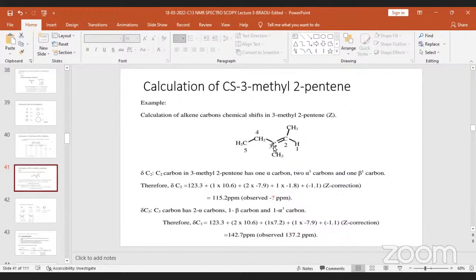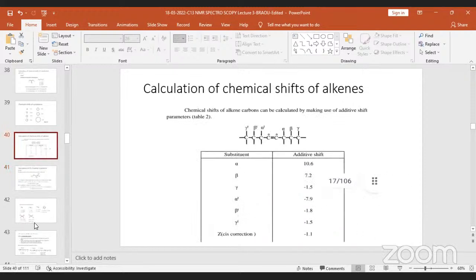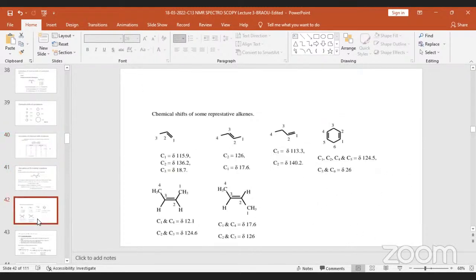So delta C3. The C3 carbon has 2 alpha carbons, 1 beta carbon, and 1 alpha prime carbon, and these are the values. The Z correction you also need to add. So the calculated value is 142.7 and the observed is 137.2, so a difference of plus or minus 5 to 6 ppm, which is almost near. That's how you can calculate the chemical shift of any alkene carbon by simply substituting these values. These values are only a few, and you need to remember them for the examination. Okay. Next.